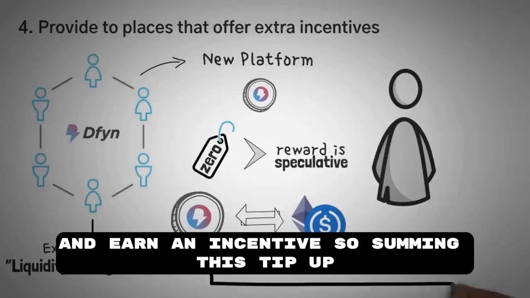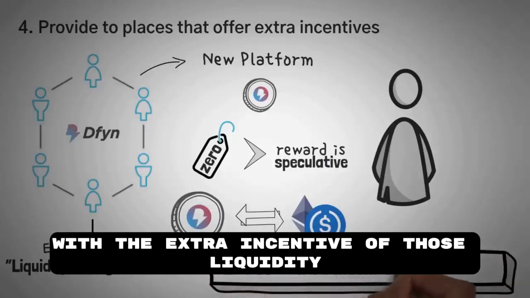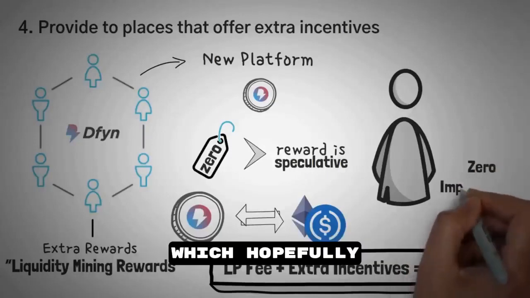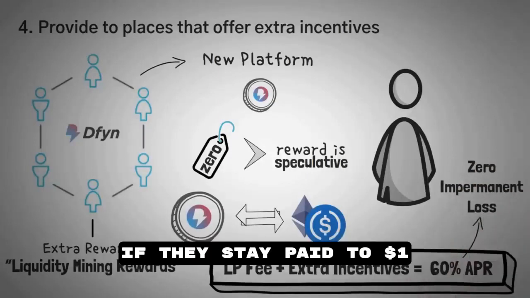So summing this tip up, if you add the liquidity provider fees with the extra incentive of those liquidity mining fees, this is a 60% APR for simply providing stable coins, which hopefully have almost a 0% chance of impermanent loss if they stay pegged to $1.